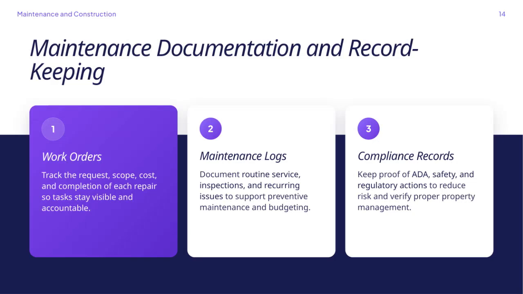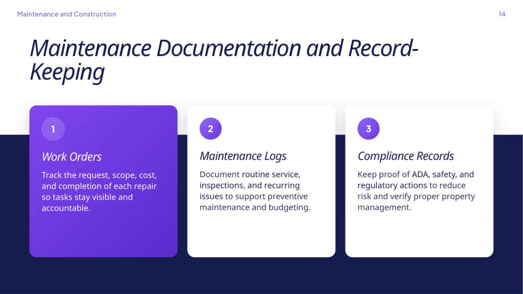Now, let's dive into the different types of maintenance documentation and record keeping that are essential for effective property management. First, work orders play a crucial role. They help us track every request, including the scope, cost, and completion details of each repair. This ensures that all tasks remain visible and accountable from start to finish. Next, maintenance logs are equally important. These logs document routine service activities, inspections, and any recurring issues. By keeping this information organized, we can support preventive maintenance efforts and more accurately plan our budgeting.